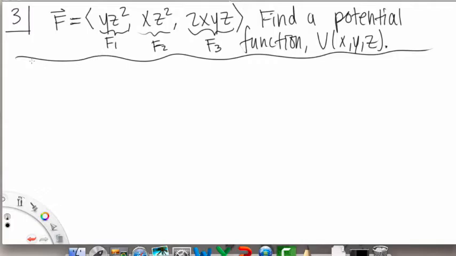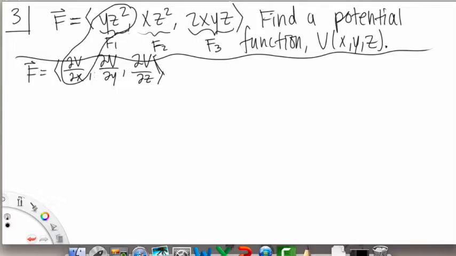So for a potential function, all of the components should make up the gradient of v, right? So the first is partial v partial x, the next is partial v partial y, and the last is partial v partial z. So this must match up with f1 and partial v partial x. So we're going to set that up: partial v partial x should equal yz squared.